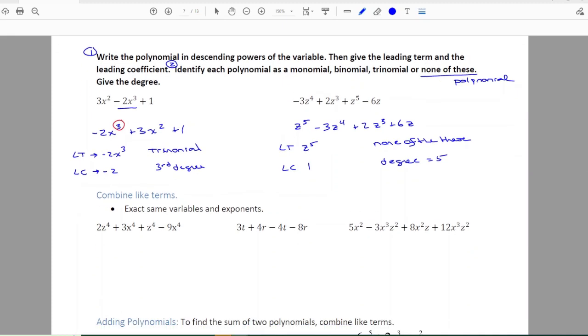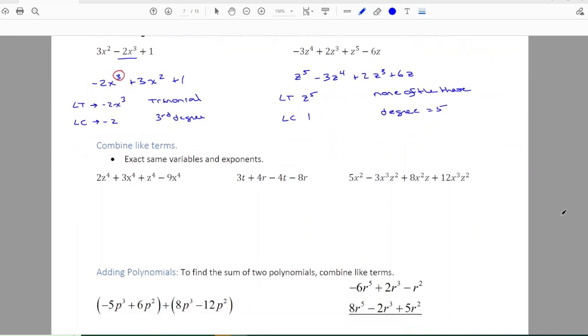The next skill you need to be able to have is to identify like terms. Like terms are anything that have the same variables and exponents. And the reason we care is because you can group them together. So for example, if you look at this one, we have a 2z to the 4 and another z to the 4. They are like terms.